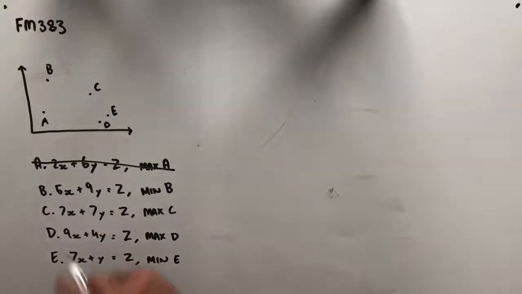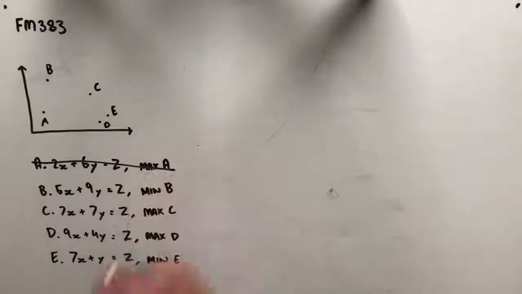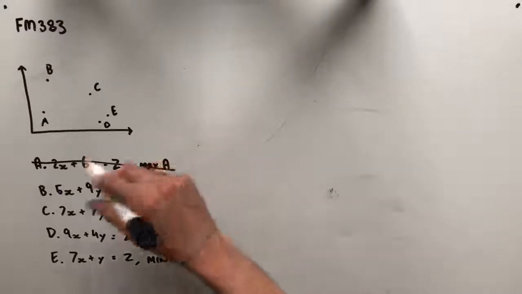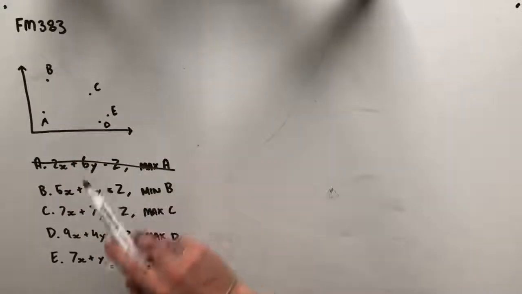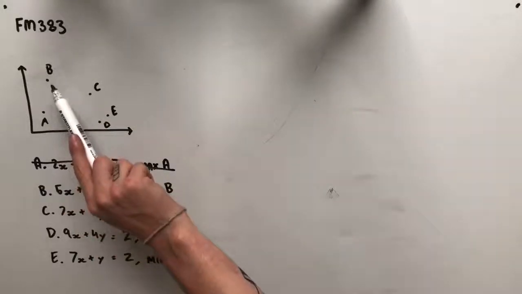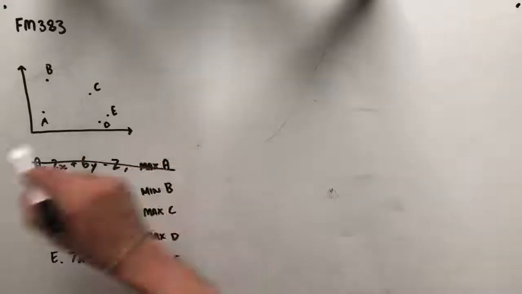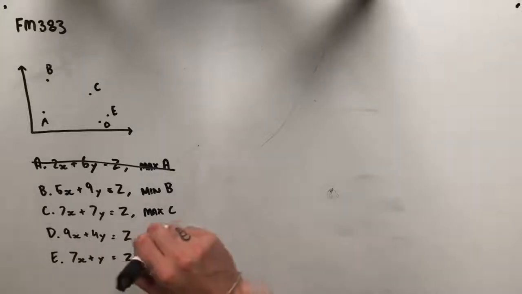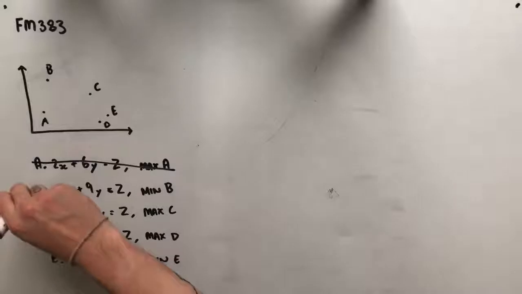Option B says that 5x plus 9y is equal to z, and the minimum is going to occur at B. For the same reason that A wasn't going to be a maximum, B is also not going to be a minimum, because B is up here, and compared to B, A has less of an x value and less of a y value, meaning that A is definitely going to be a minimum before B is. So we can get rid of option B.